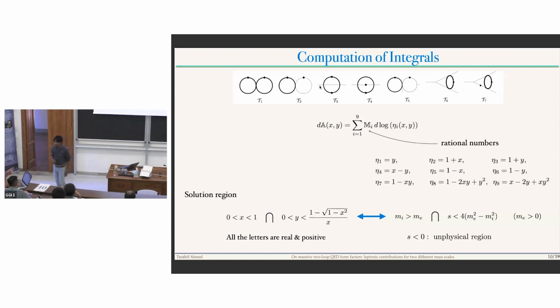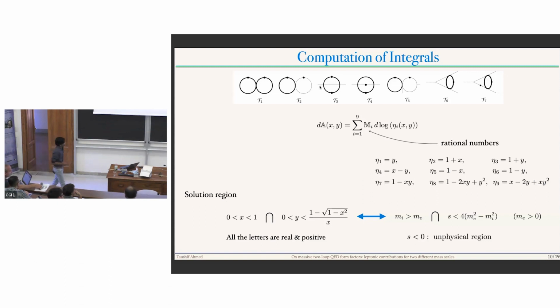Taushif, I'm sorry, I don't understand. So T1 and T2, the external momentum is not flowing, and are they actually bubbles? Yes. So those are very simple. There you can evaluate those explicitly, just integrating.